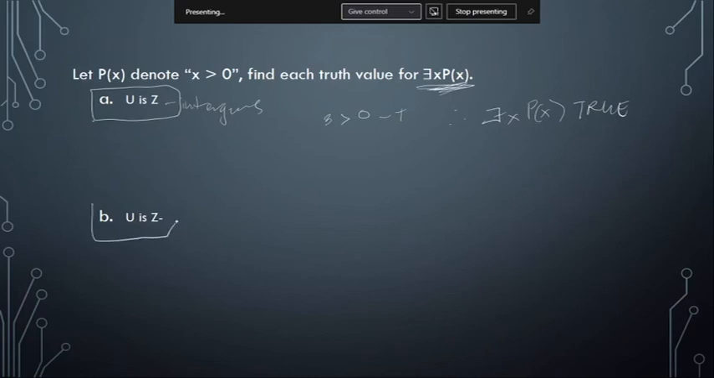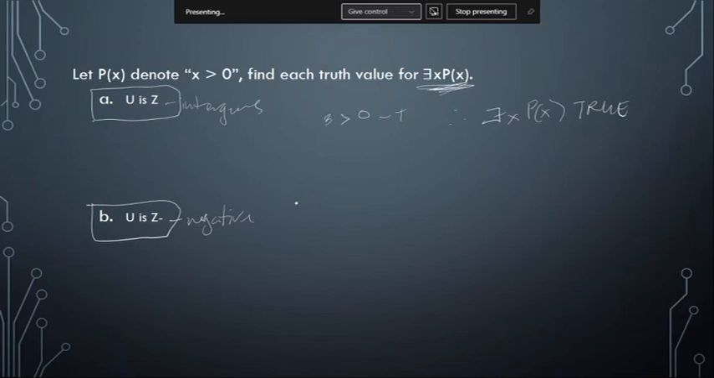If we take a look at the next example, the universal domain represents all negative integers. Since they are negative integers, all of them are below 0.